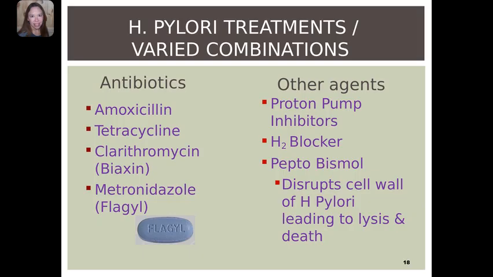metronidazole, and that's your Flagyl. And then remember, we're using combinations. So we're going to give other medications such as the proton pump inhibitors, the histamine 2 blockers, and then we can use Pepto-Bismol also. What does that do? Well, that will disrupt the cell wall of the H. pylori, and that will help to lead to lysis of that bacteria and then lead to cell death. And remember, that's what we're trying to do. We're trying to eradicate that H. pylori.